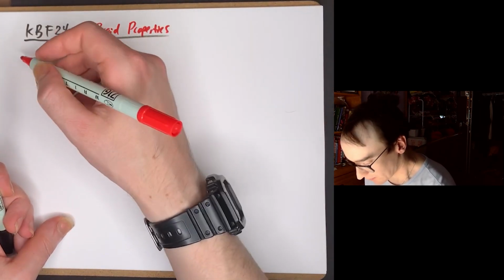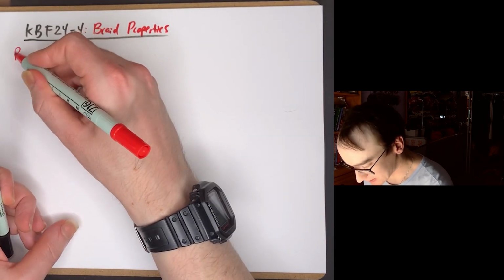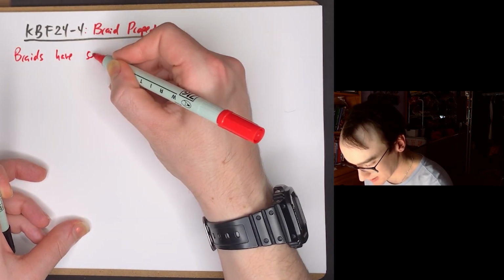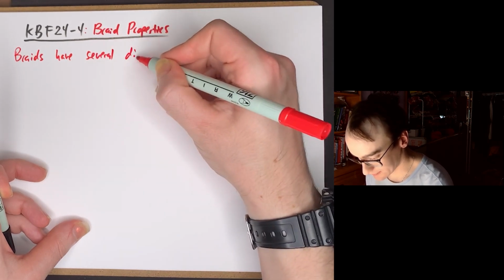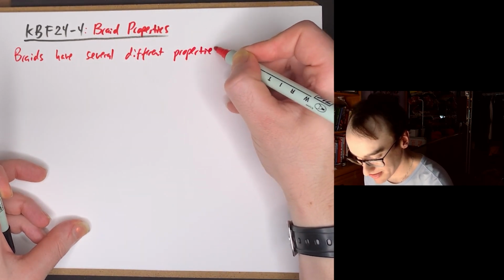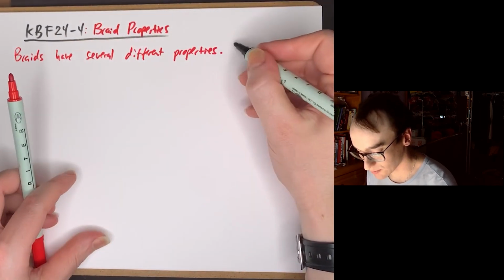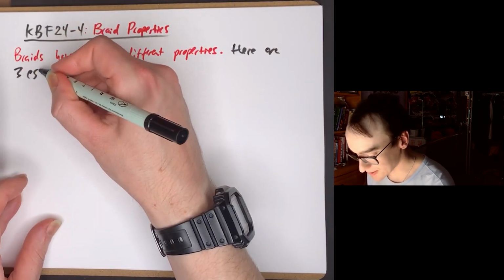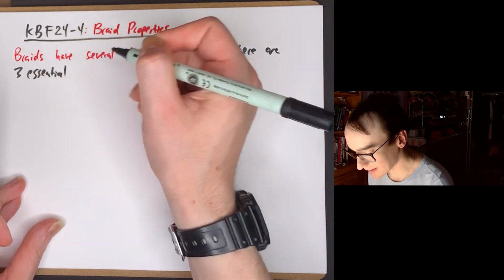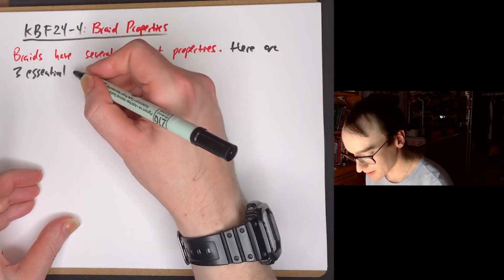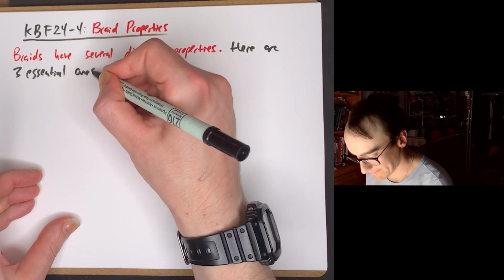So first off, braids have several different properties. Here are 3 essential ones. And these are, in fact, not only essential properties for braids, but for an entire class of mathematical object called a group.